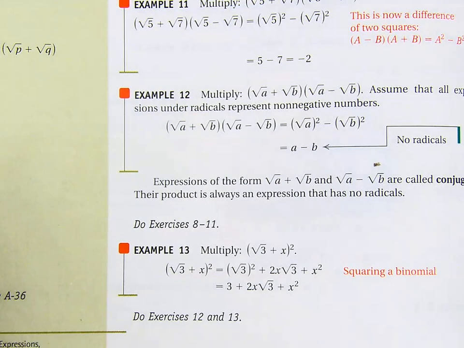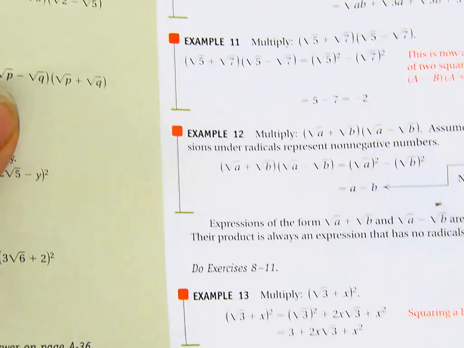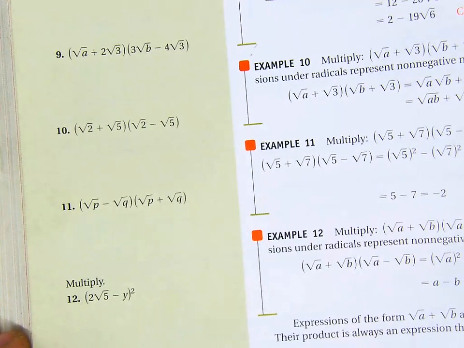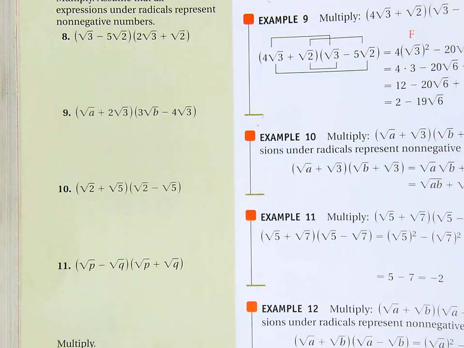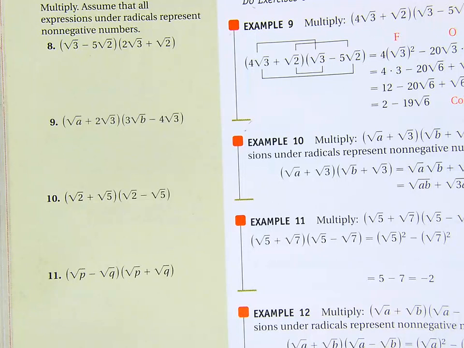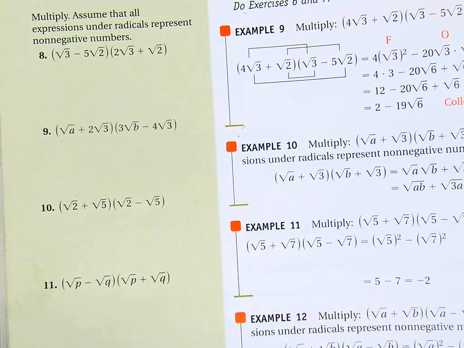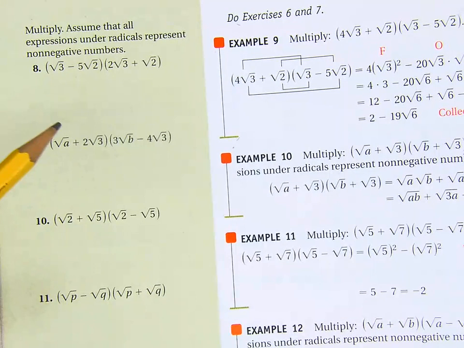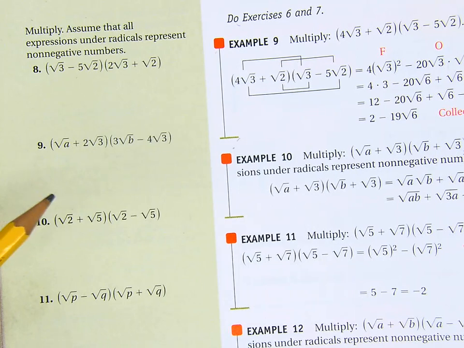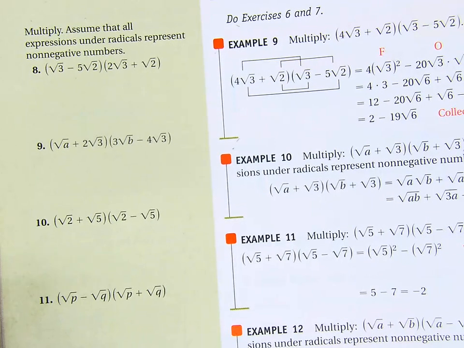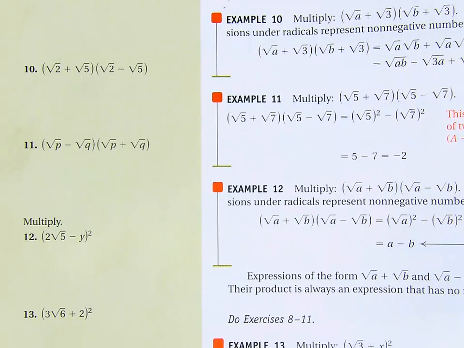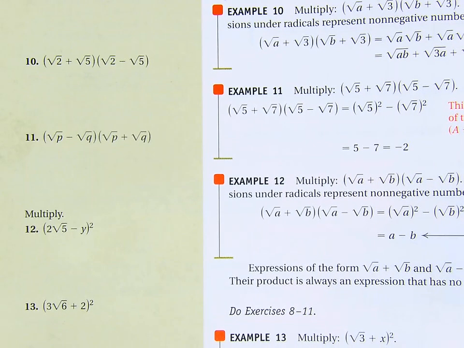So make sure you have those down, and just wanted to be able to give you guys a chance to see our exercise. So again, 8 through 11 are your classic FOIL method for your guided practice, and then 12 and 13.